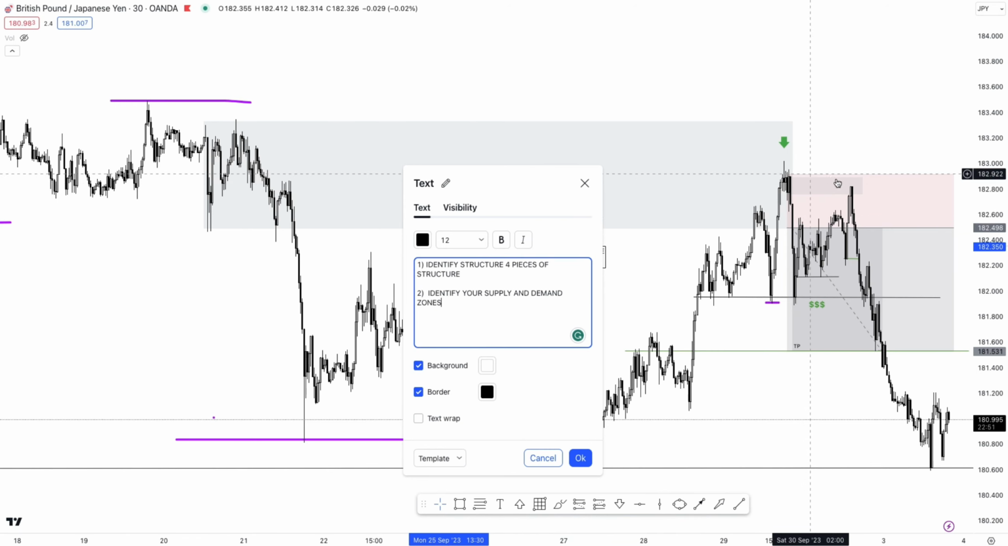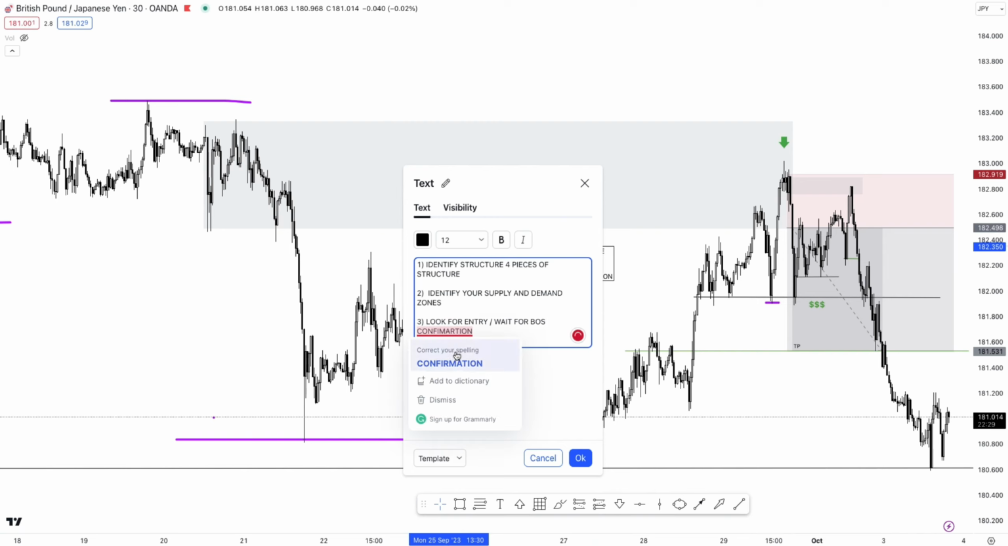So I identify my supply and demand zones, and then I'll just go ahead and add the extra step. Identify your supply and demand zones. And then 3 is look for entry, wait for break of structure. That's what BOS stands for, break of structure confirmation. So what do I mean?